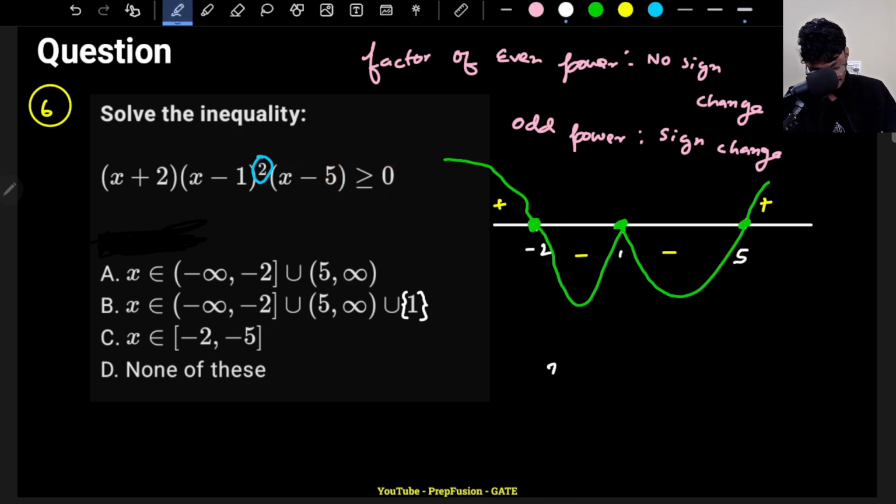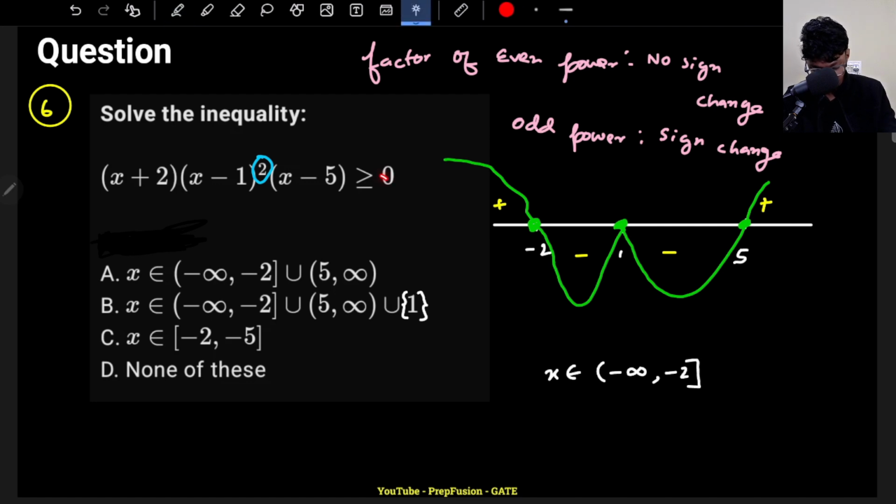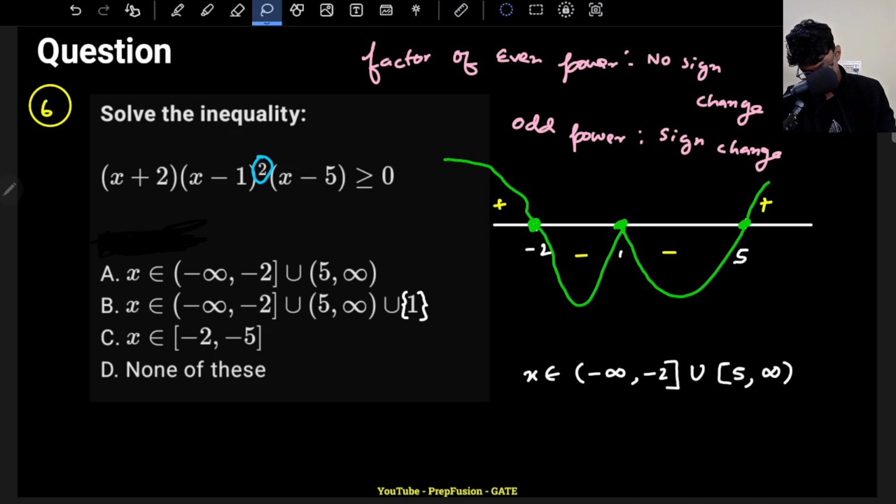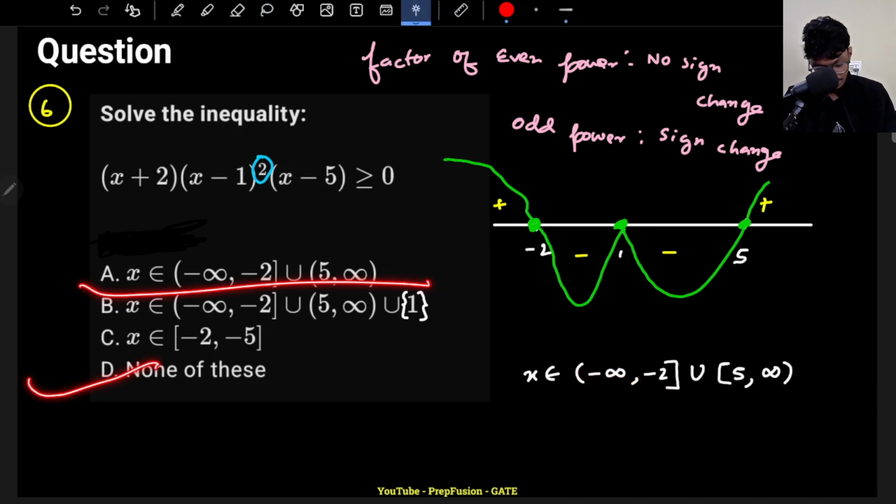So x will belong to minus infinity to minus 2, and minus 2 will also be included because I have an equality sign, and union, it will belong to 5 going towards infinity. Okay, and you will see that this option is not present anywhere, and you will mark this, but you missed a point. We have an equality sign.